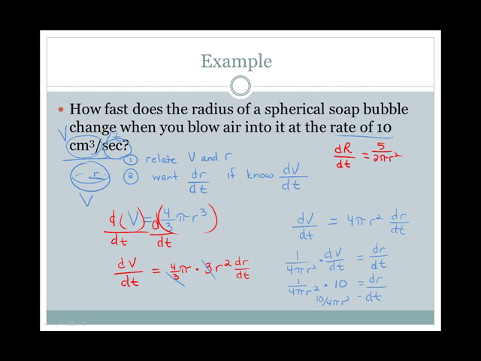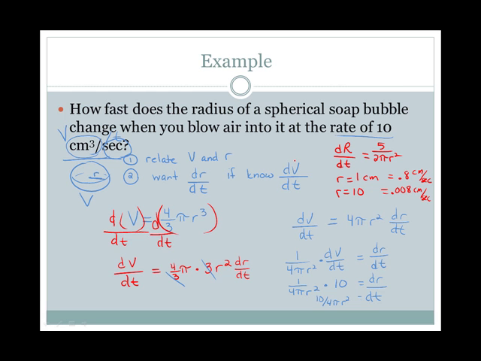So if our radius is only 1 centimeter, if we plug 1 into this and work it all out, we get 0.8 centimeters per second. My radius, every time I put in 10 more cubic centimeters of air, we're going to see it growing 0.8 centimeters a second. Versus if I put r equals 10 and work it out, that's 0.008 centimeters per second. My radius is not going to grow very quickly at all.